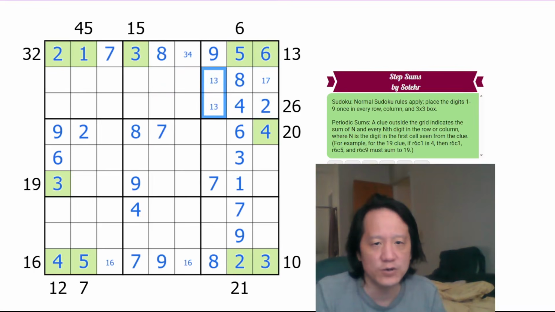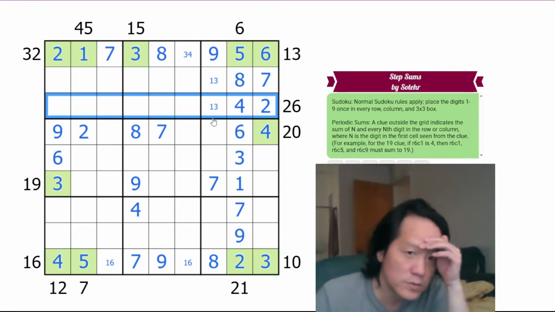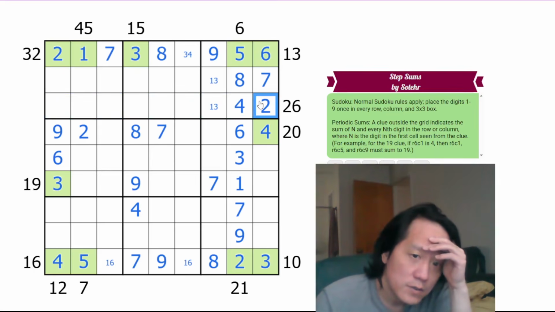4 eliminates 4 here. This is a 1, 3 pair, which eliminates 1 and 3 in the rest of the box. So this can't be 1. This is 7. Okay, and then we have just this.